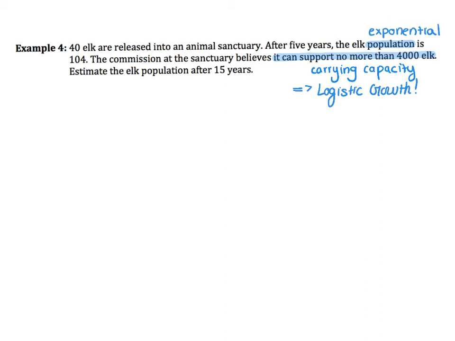Well, it says estimate the elk population after 15 years. So the question becomes, would population be described by a dy/dt or just a y? dy/dt would refer to the rate of change of the population, so it's not that. So when we estimate the elk population after 15 years, we'll be working with quantity y. That tells us I actually just want to write out the solution to the differential equation. I don't need the differential equation at all.